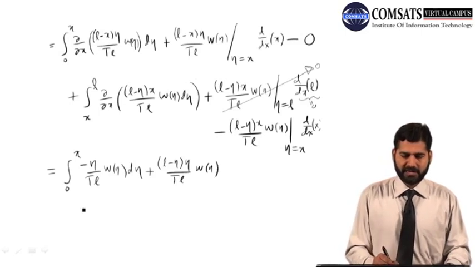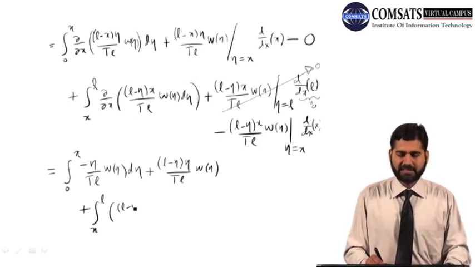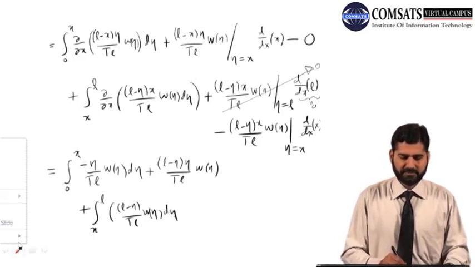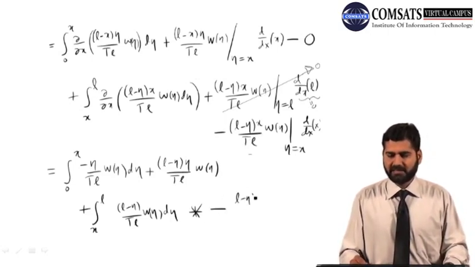And from here, you are getting from x to L. If you are taking the derivative with respect to x, it will give you L minus eta times 1 by TL and w eta d eta. And plus, minus this one. This is L minus eta, and eta is replaced by x.